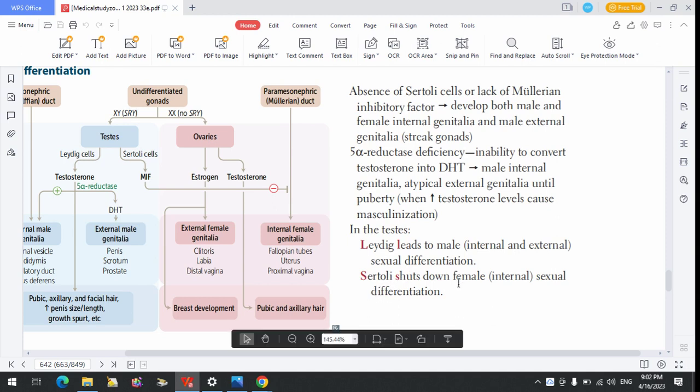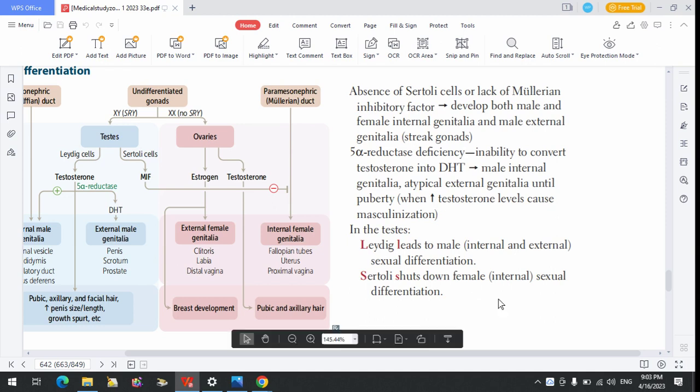So who can explain this? It shuts down the paramesonephric duct. MIF, what does it do? It produces Mullerian inhibitory factor, so that will cause regression of the paramesonephric duct. So the testosterone will now take over and stimulate the mesonephric duct so that they can now develop.